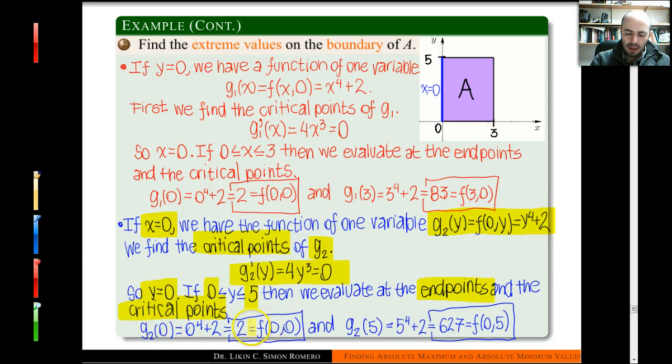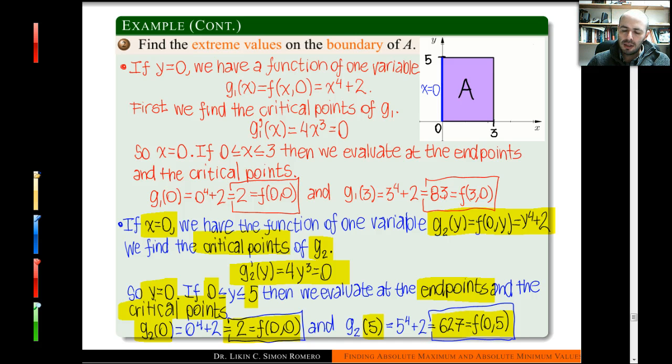The critical point happens to be also the endpoint, so you end up with (0, 0), which we already knew the value of anyway. And the other one is going to be (0, 5), that is when y is equal to 5, and that's the other endpoint, and that gives you 627. So now we have these four values, and we will continue on our boundary.